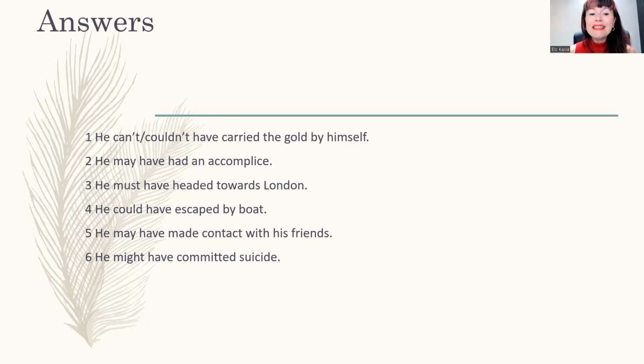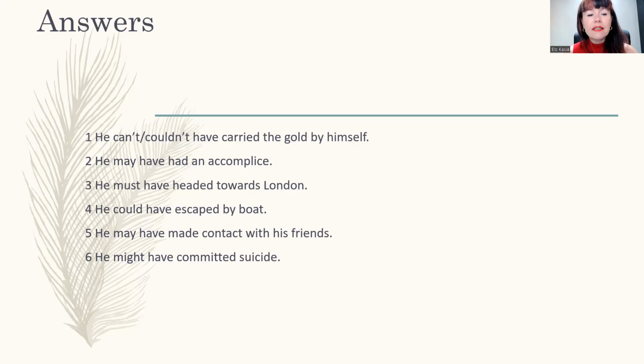Yeah, he must have headed towards London. You are sure, yes, that he headed towards London. So he must have headed towards London. He could have escaped by boat. You're not sure in what way he escaped. He could have escaped by boat. He may have made contact with his friends. You're not sure about that. Yes, you're not certain whether he did or he didn't. He may have made contact with his friends.